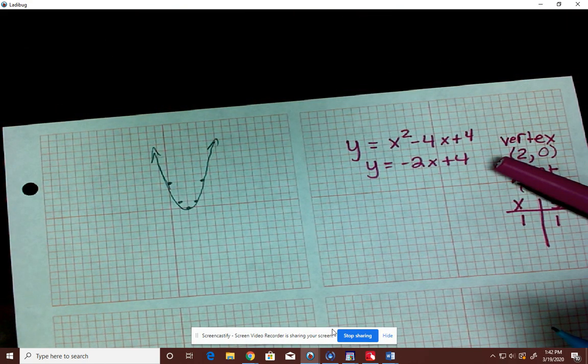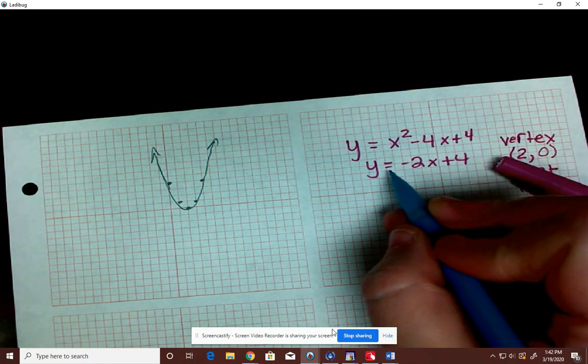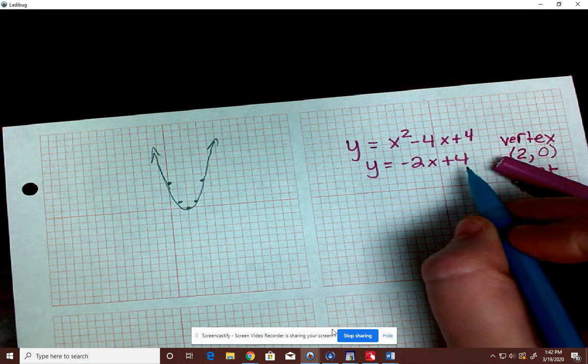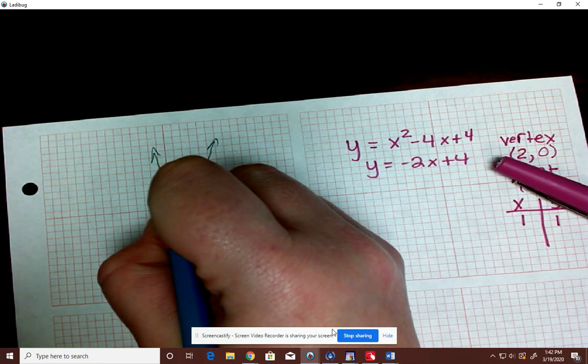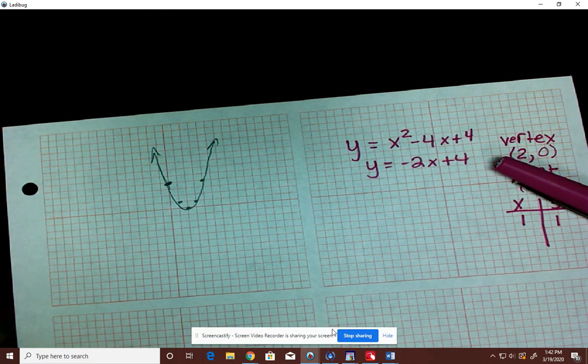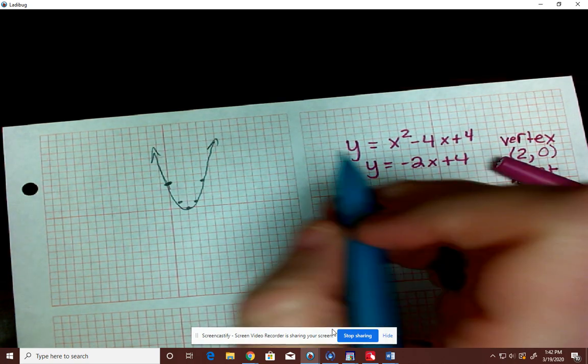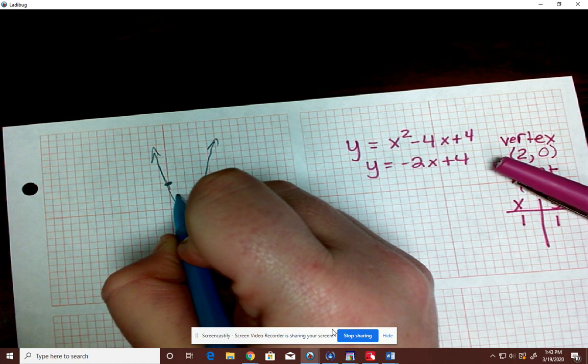So there's my parabola. And then my line, y equals -2x plus 4. So 4 is the y-intercept. So there's one point that they intersect. And then my slope is -2/1. So I go down 2 and over 1.